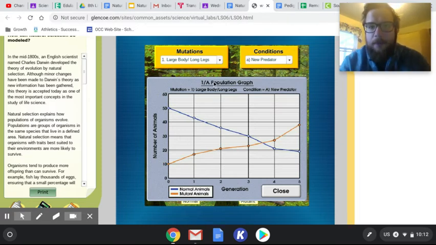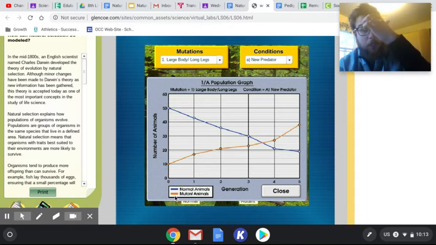your data is going to come from. Now, if you get confused, it tells you up here, you're looking at the 1A population graph. So 1A, large body, new predator. Mutation is large body, conditions, new predator. And then we've got normal animals are the bluish, purplish bar, and then mutant animals are the orange bar.